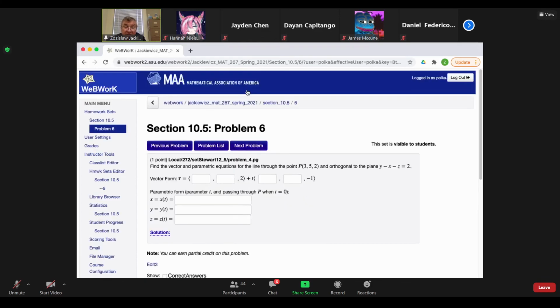Six. Again, routine. We have a point, and the line is orthogonal to the plane, which means that the direction vector is the normal vector to the plane, which is minus 1, 1, and minus 1. So the normal vector is minus 1, 1, minus 1. Again, routine problem. So we just reviewed some of them.